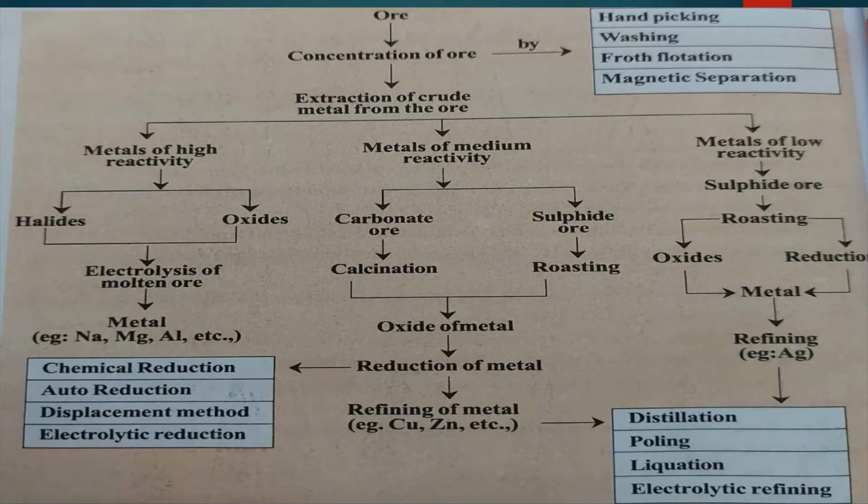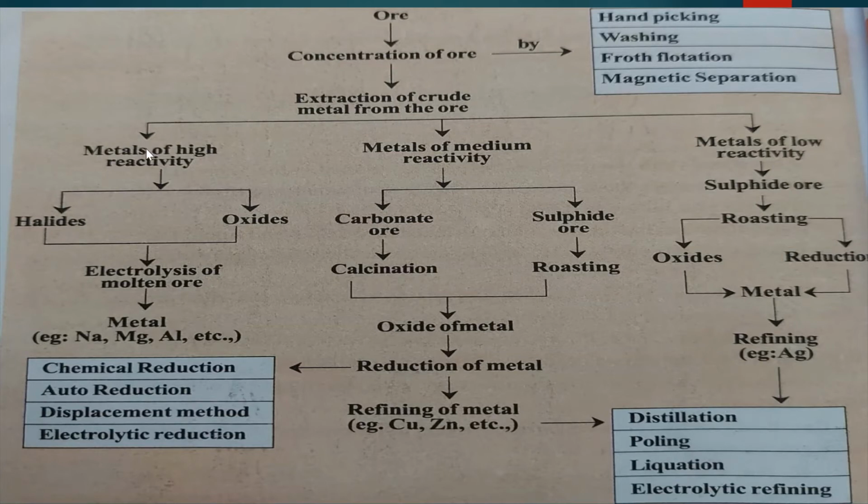Now just look at the flow chart over here, children. Whenever we take ore from the Earth's crust, we follow the concentration of ore. The concentration of ore is also known as ore dressing, and it is done by either hand picking, washing, froth flotation, or magnetic separation. Once the ore is dressed by one of these methods, the crude metal is extracted from the ore.